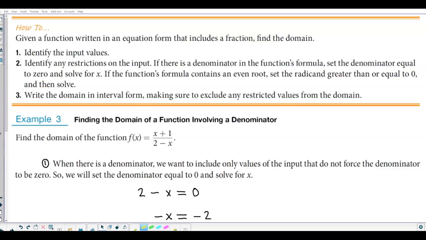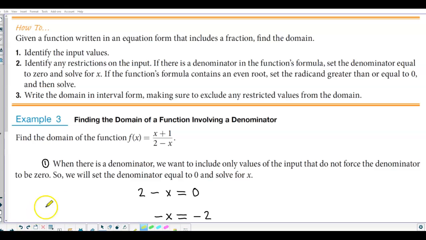for x. If the function's formula contains an even root, we're going to set the radicand greater than or equal to 0 and then solve. Step 3, we write the domain in interval form, making sure to exclude any restricted values from the domain.